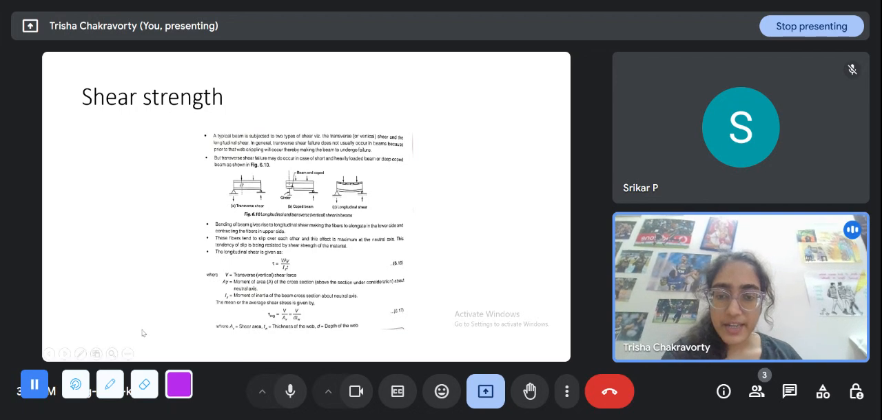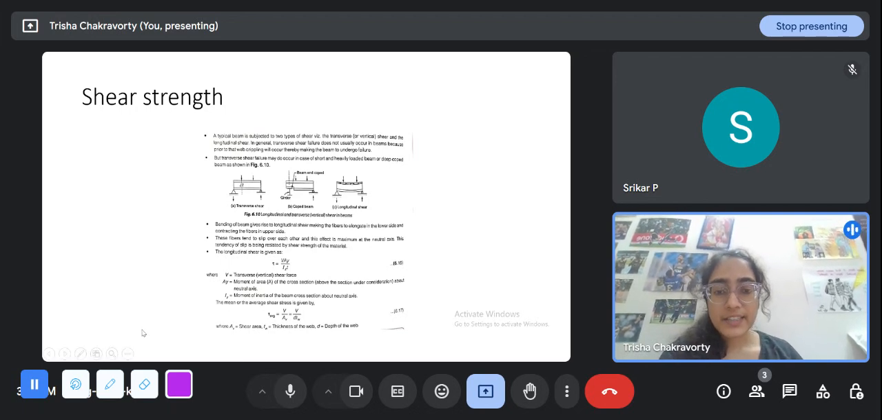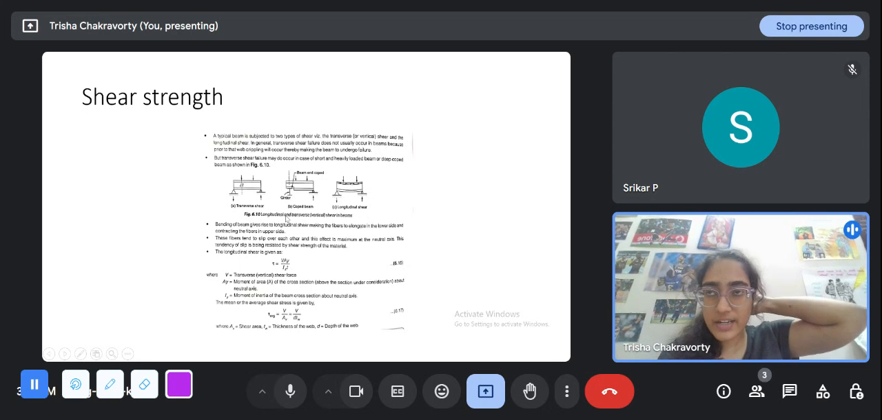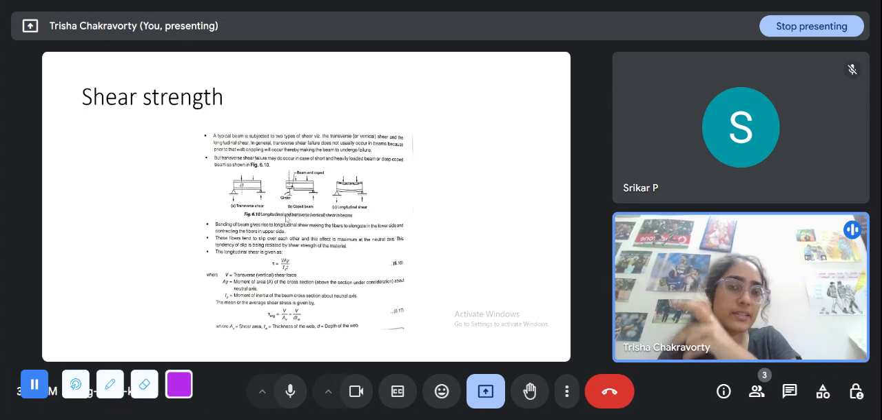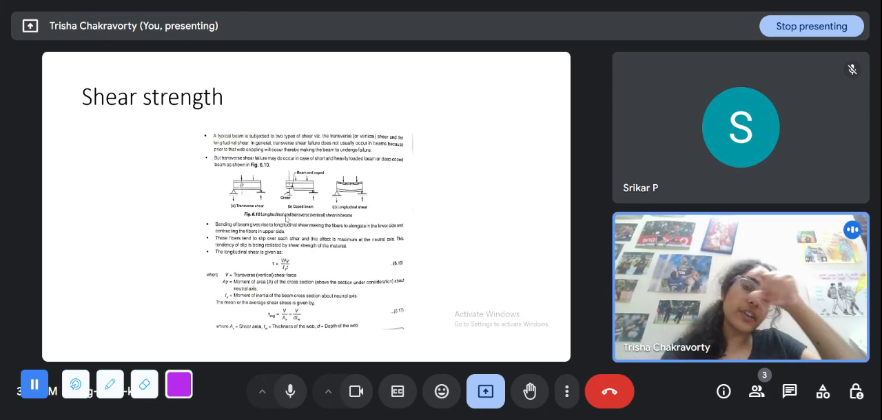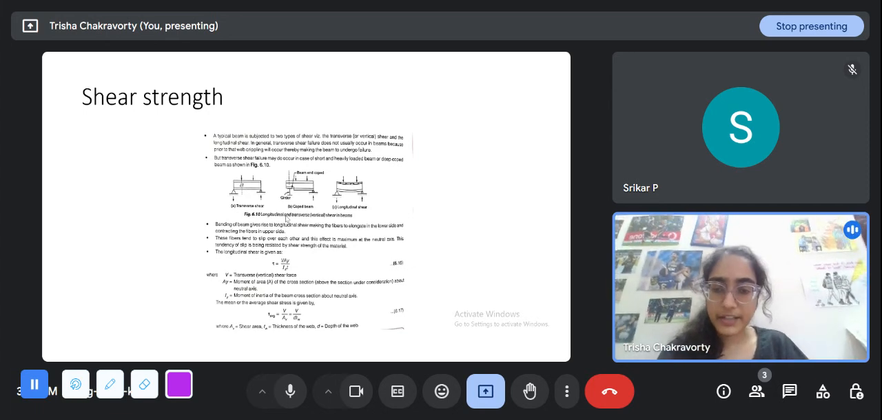Bending of beam gives rise to longitudinal shear, making the fibers elongate on the lower side and contract on the upper side. Since dead load and live load are transverse loading in the downward direction, we generally consider that the beam bends like this. So the top fibers are under compression, the bottom fibers are under tension.